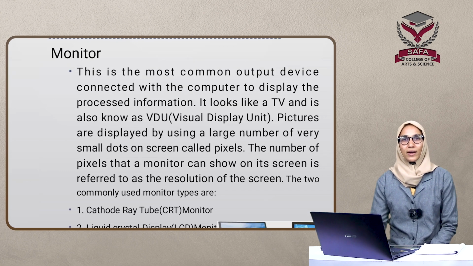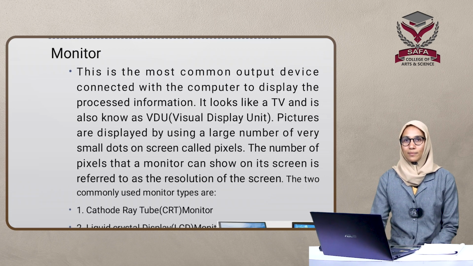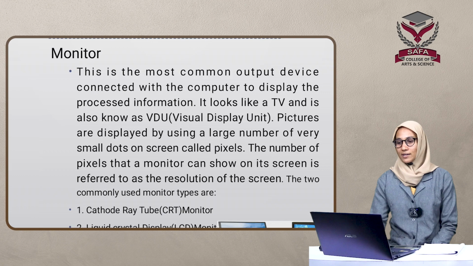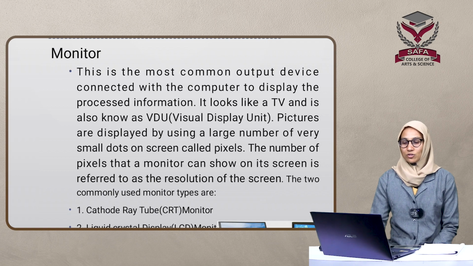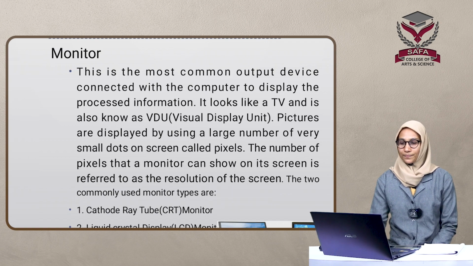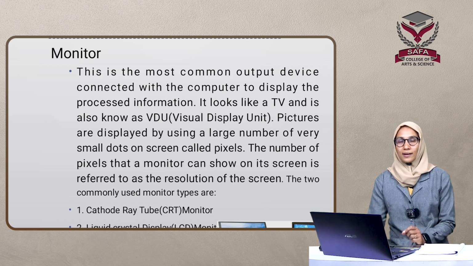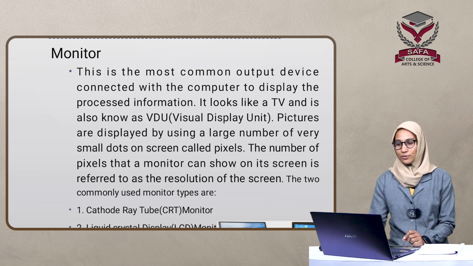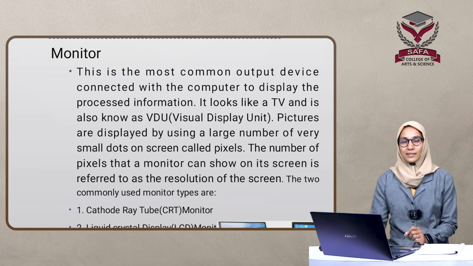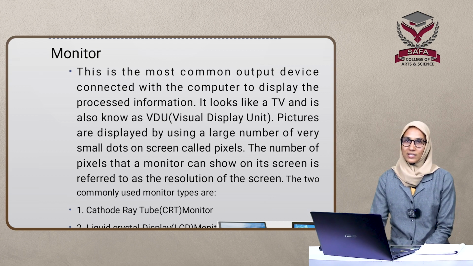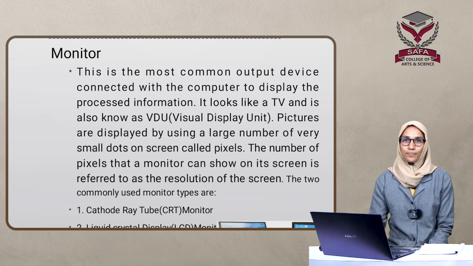Our fundamental output device is monitor. Monitor is the most commonly used output device connected to the computer to display the processed information. Like TV, it is also known as visual display unit. Pictures are displayed by using a large number of very small dots known as pixels. The collection of pixels is known as resolution. The number of pixels that a monitor can show on the screen, the maximum number of pixels shown on the screen, is known as resolution.